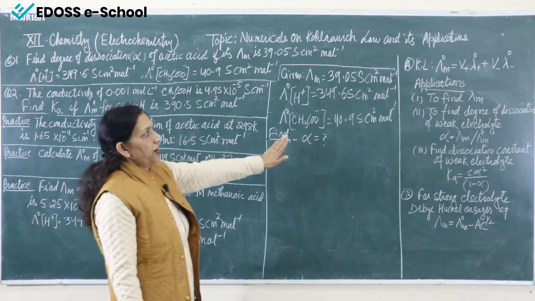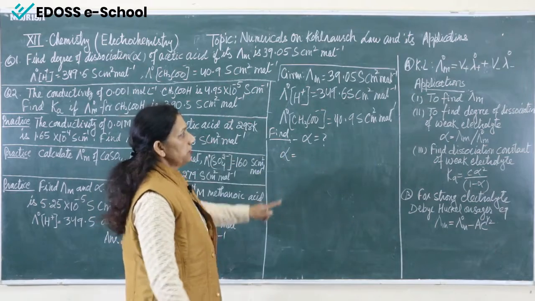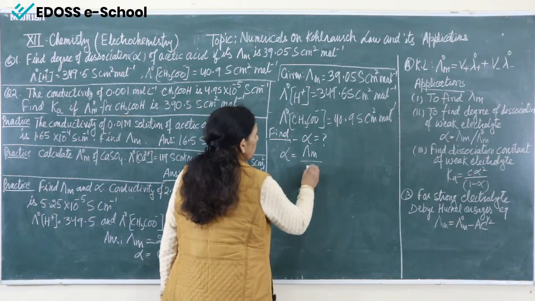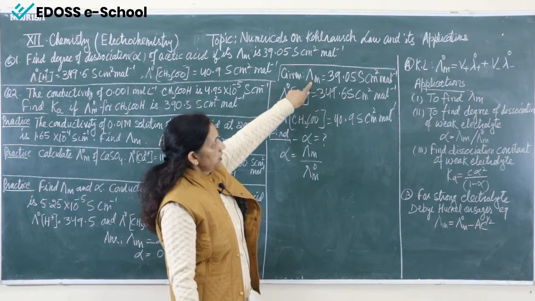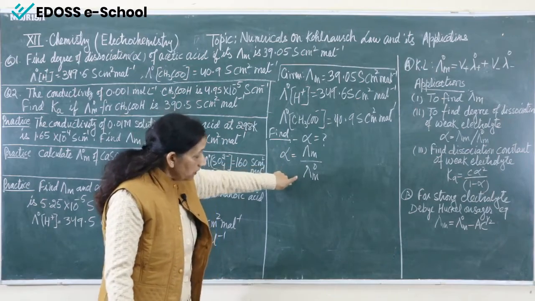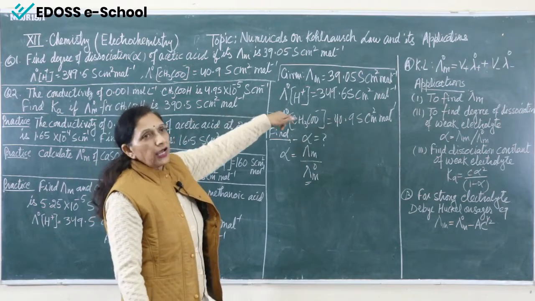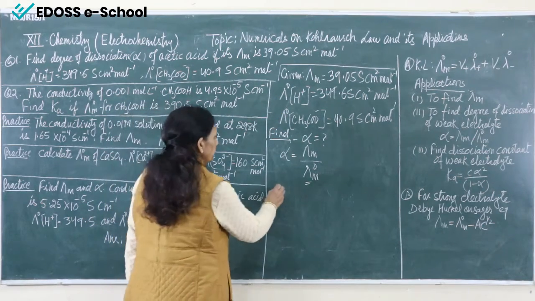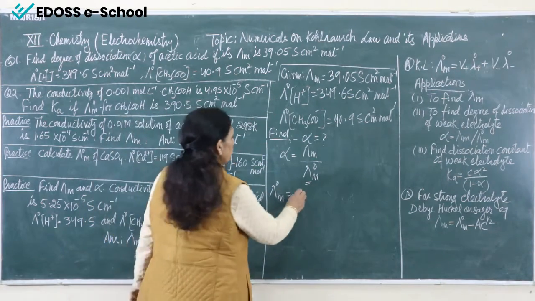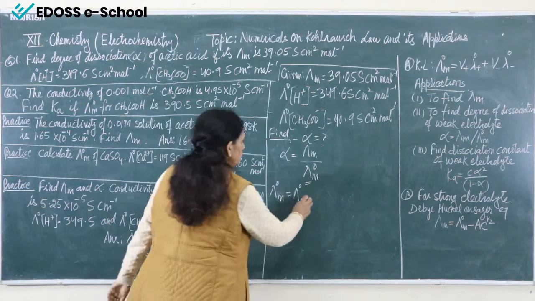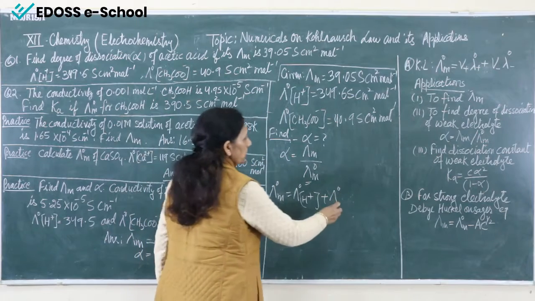Okay. Now, for alpha, we know this is the formula. Degree of dissociation is equal to lambda m upon lambda m naught. Now, you can see lambda m, the molar conductivity, is given to us, but limiting molar conductivity is not given. So, this limiting molar conductivity we will find with the help of Kohlrausch's law. So, we will apply here lambda m naught is equal to lambda naught for hydrogen ion plus lambda naught for acetate ion.